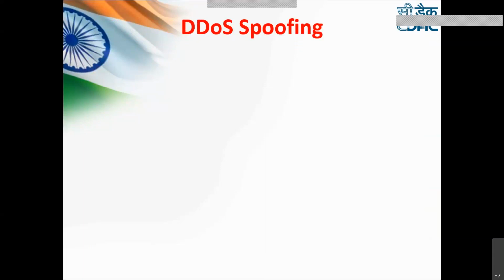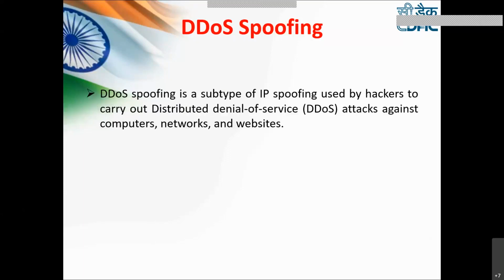There is DDoS spoofing. DDoS spoofing is currently an advanced type of spoofing, or I would say the DoS attacks that occur in day-to-day life, where the hacker tries a DDoS spoofing attack so that his actual address won't be detected. DDoS spoofing is a subtype of IP spoofing. It is similar to the IP spoofing used by these hackers, and they carry out the distributed denial of service attack against computers, networks and websites.